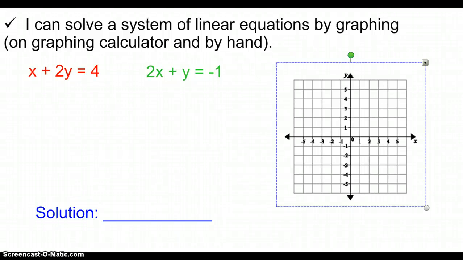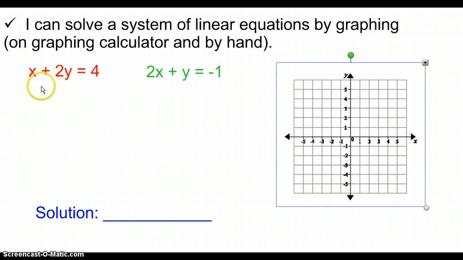This video is going to go through 3 examples of how to solve a linear system by graphing by hand. So we are given 2 equations, x plus 2y equals 4 and 2x plus y equals negative 1. Those are the 2 equations that make up our system. In order to graph, we first need to convert the equations to slope-intercept form or to find their x and y intercepts. I'm going to convert to slope-intercept form.